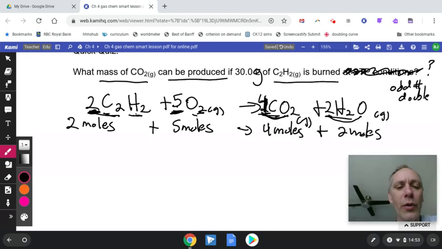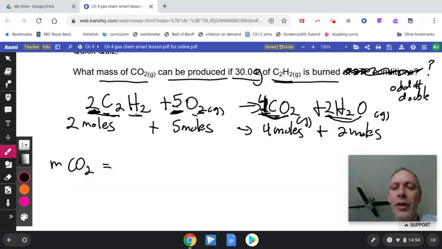So if we know the moles of any one chemical, we can solve for the moles of all the other chemicals. How do we do that? Well, we have a mass of C2H2, so we can turn that into moles using its molar mass. That's always your first step in stoich: find a mass or volume of a chemical and figure out its moles. I'm just going to write down here, we're looking for mass of CO2, and we're going to get that by starting with the moles of C2H2.